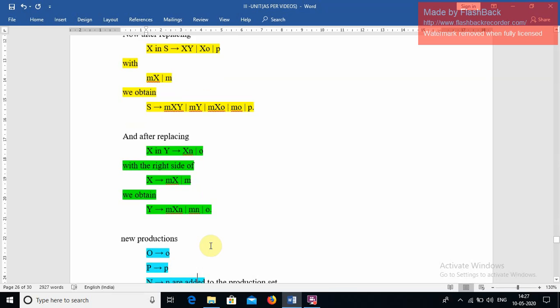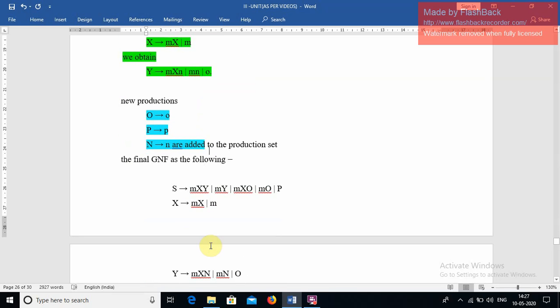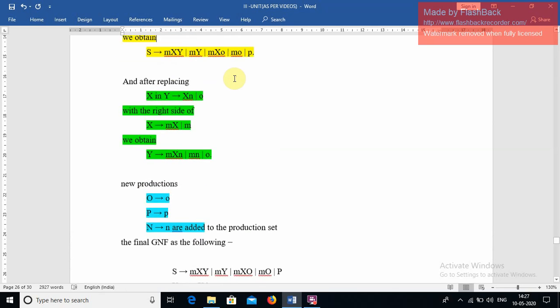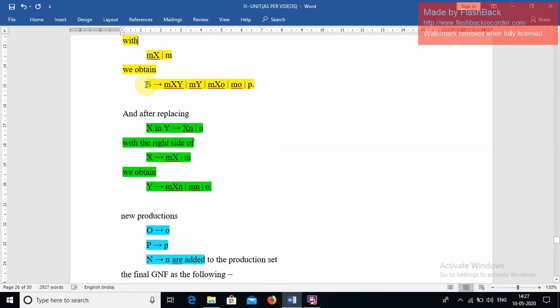Okay, so then we get new productions. For the small terminal O, we can go with the non-terminal O. For terminal P we can go with the non-terminal P. For terminal N we can go with the non-terminal N. Okay, so we can add all these things to the new production set. After substituting X in S, this we get. After substituting X in Y, this we get.